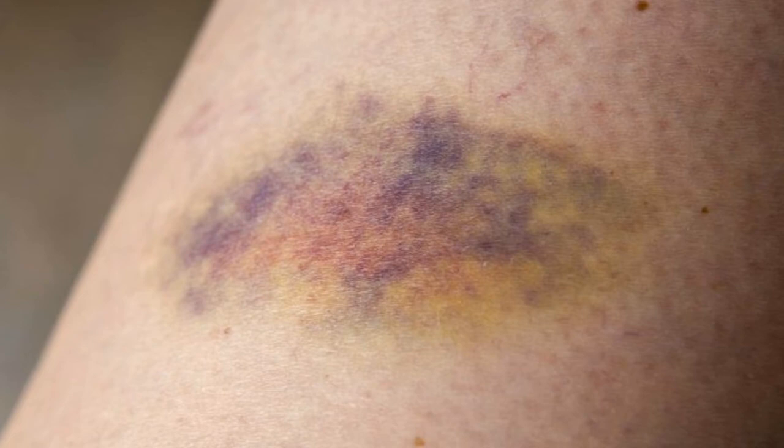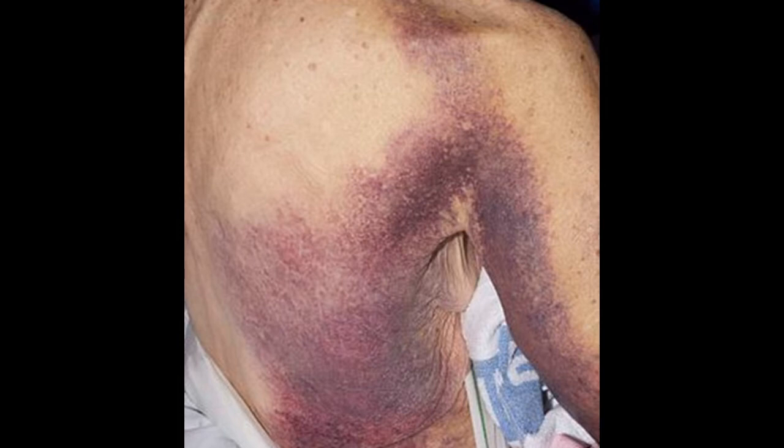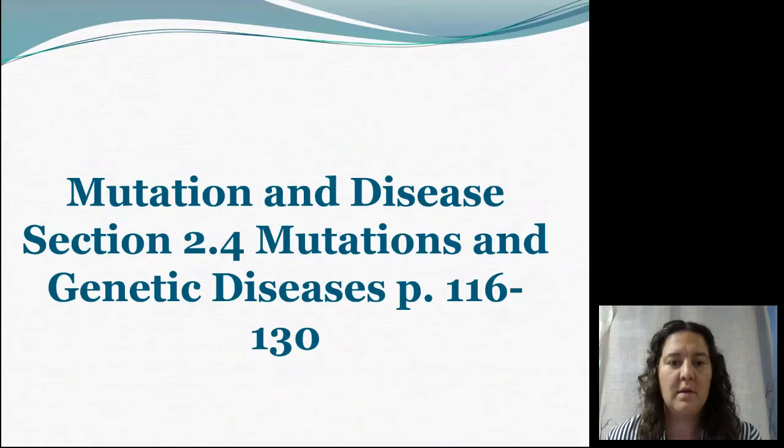Hemophilia is a genetic disease where even a small bruise can become a life threatening medical event. Let's see how it's passed through a family tree. Mutations and genetic diseases.